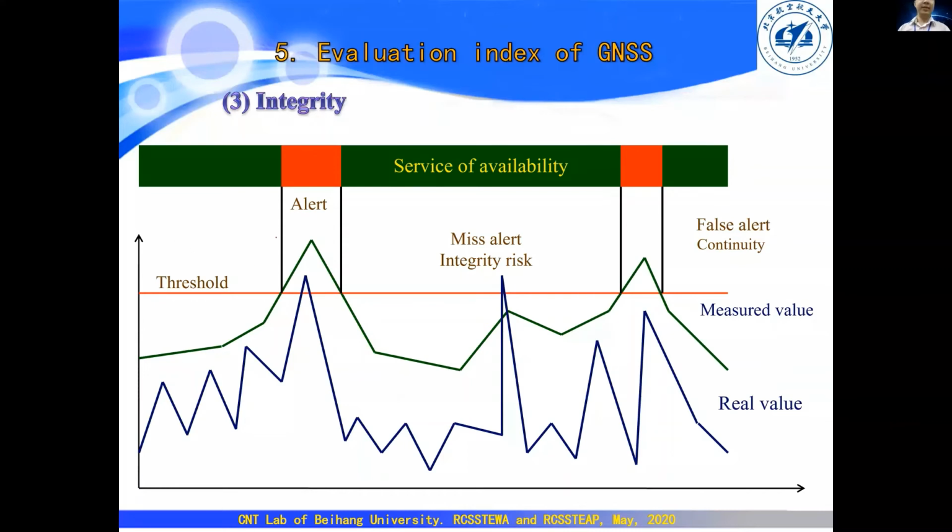In some cases, if there is an error, the receiver or the system may tell you that this is a false alarm that makes you have errors in prediction. Okay, the output is not trustable. So that is the purpose of integrity.